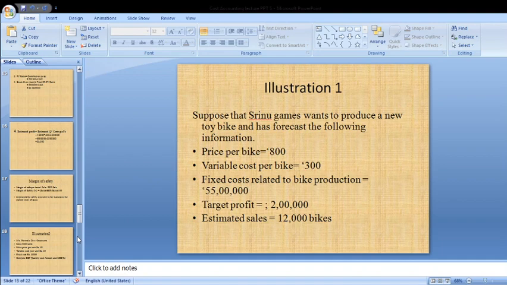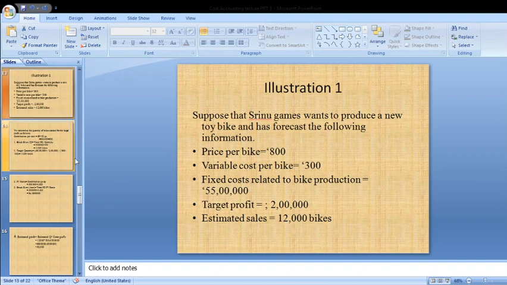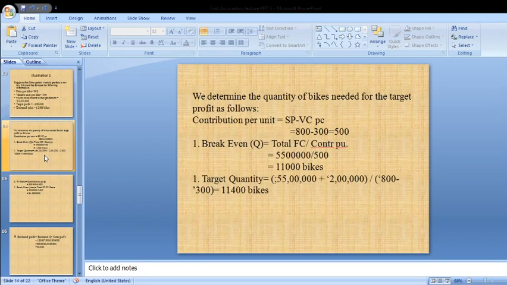Margin of safety. We know that the company at 12,000 units is above break-even point. How much above? It is nothing but margin of safety. We had calculated break-even point in terms of units at 11,400. The estimated sales are 12,000. That means 12,000 minus 11,400, 600 bikes more than break even. That is called margin of safety.